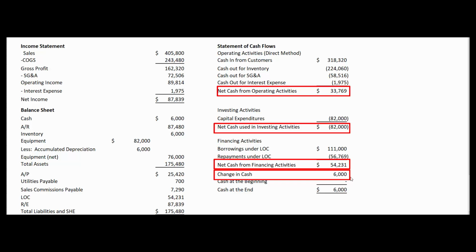Well, we knew the answer was going to be cash changed by $6,000 because when we opened the business, we had zero cash. We looked at the balance sheet at the end, and we had $6,000 cash in the bank. So even though we had net income of $87,839, our cash only went up by $6,000.